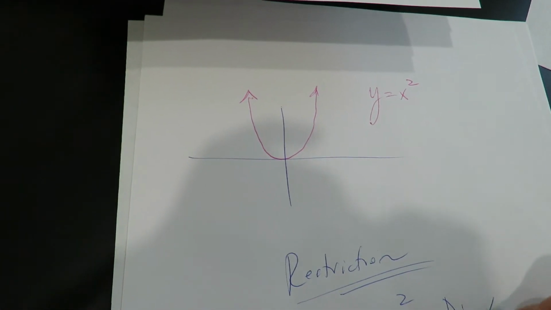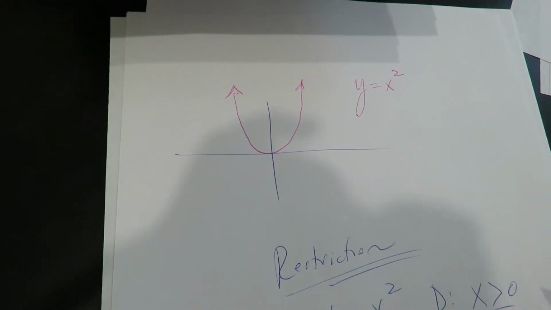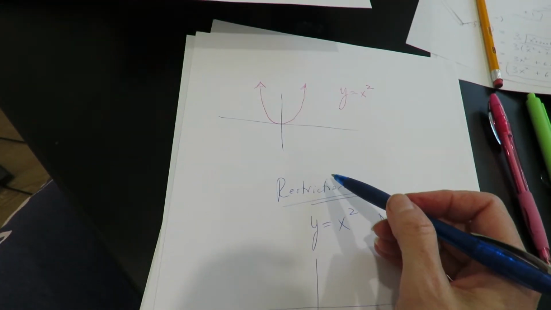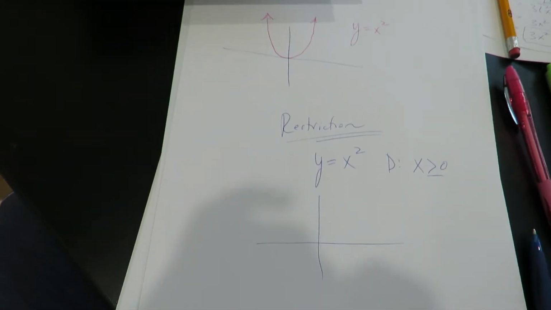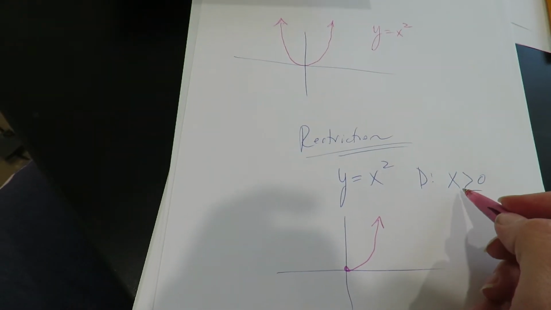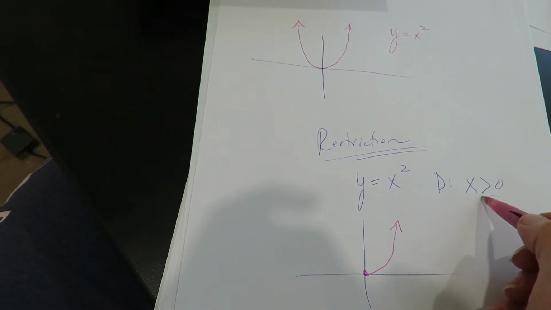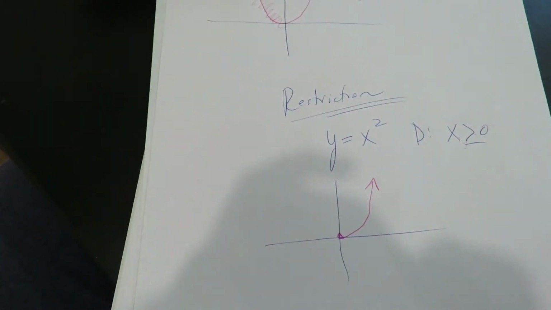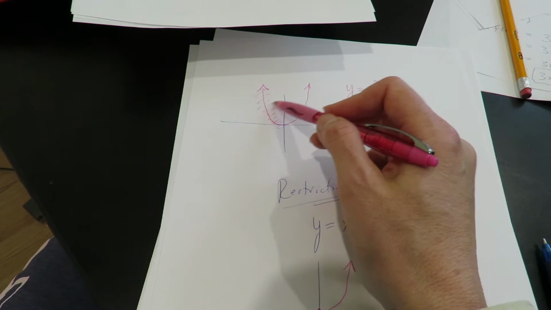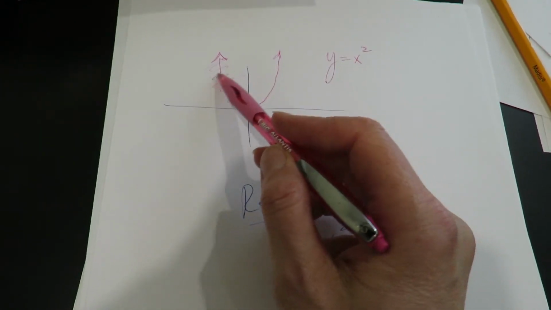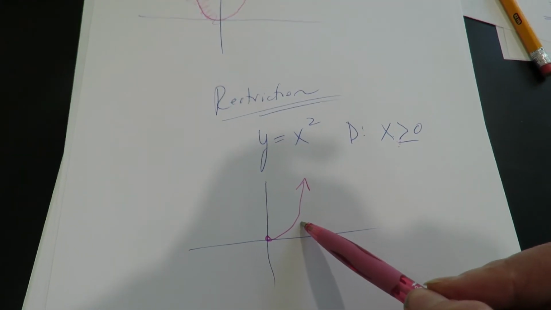I'm going to restrict the domain to be x is greater than or equal to 0. If I force this parabola to have a restriction, now I only have this part of it, because I'm only going to take the domain greater than 0. So I'm going to get rid of all this, and under that restriction, it just looks like this.